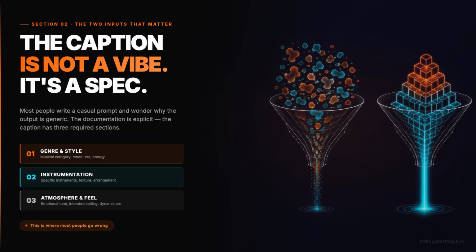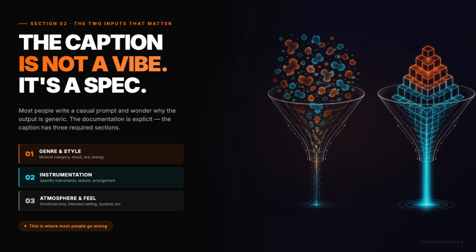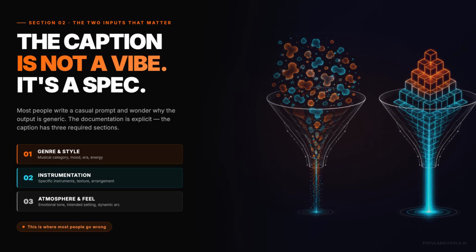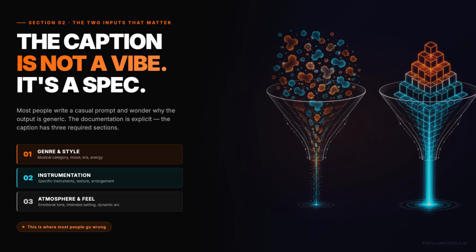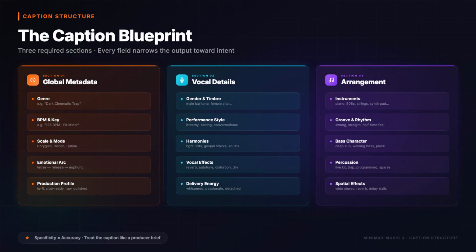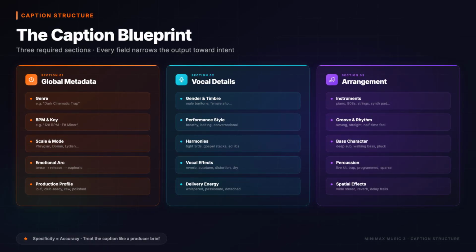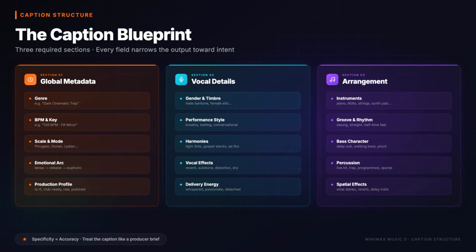So here's where people get mediocre results and blame the model. The caption is not a vibe, it's a structured spec. And the documentation asks for 3 explicit sections. Global metadata, genre, BPM, key, emotional progression, production profile, vocal details, gender, timbre, performance style, harmonies, and arrangement, instruments, groove, bass, percussion, spatial effects. The more specific you are, the closer the output lands. Treat it like a brief, not a wish.